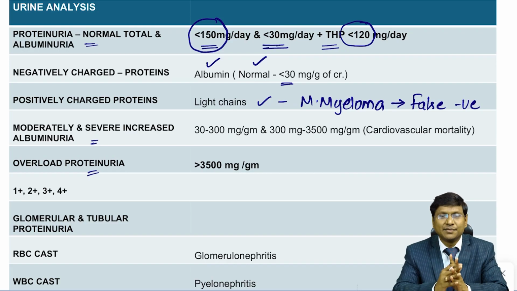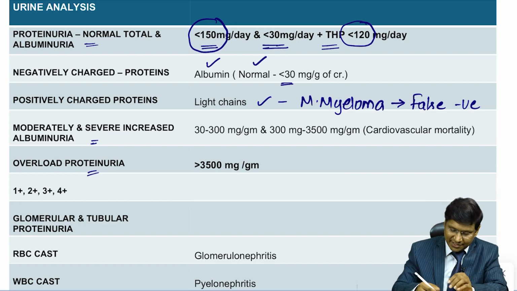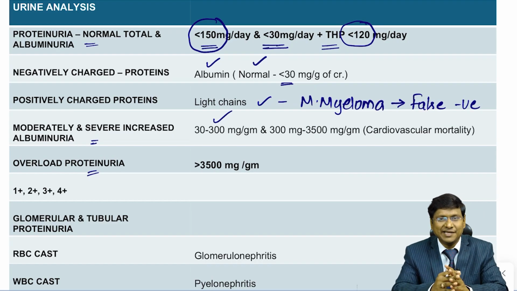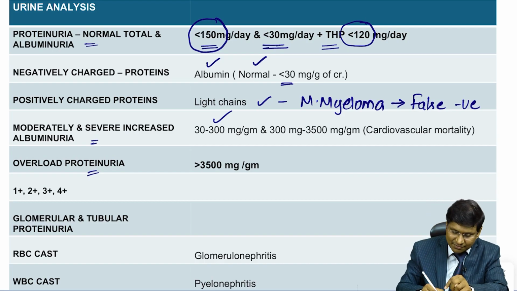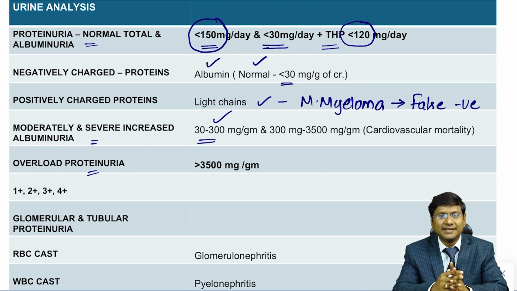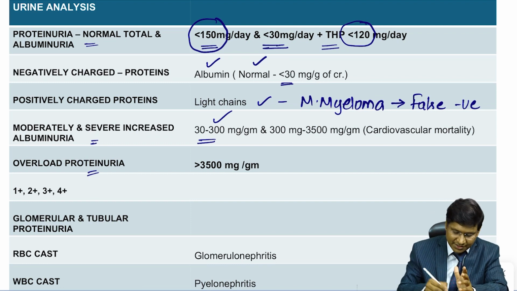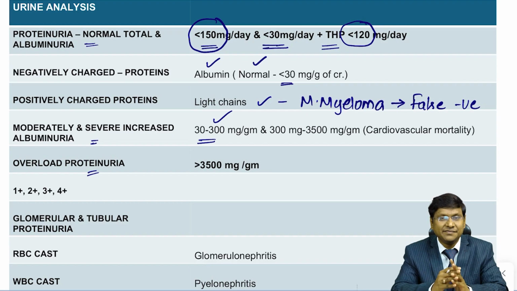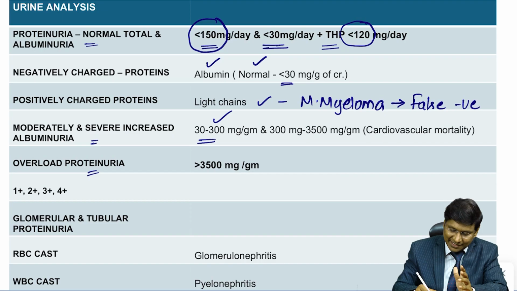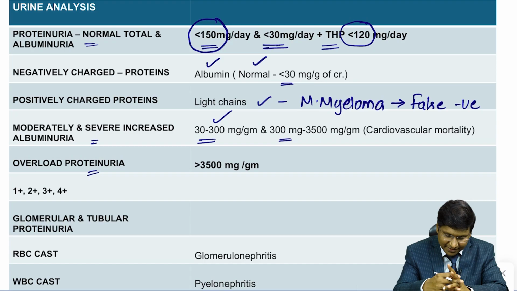Okay. Now, coming to the terminologies: moderately and severely increased albuminuria and overload proteinuria. Now, what do you understand by the term moderately increased albuminuria? Moderately increased albuminuria is when the quantity of albumin being excreted is around 30 to 300 milligrams per gram of creatinine. Then when do we use the terminology severely increased albuminuria? Severely increased albuminuria is where the albumin is excreted in a range of 300 to 3500 milligrams per gram of creatinine.